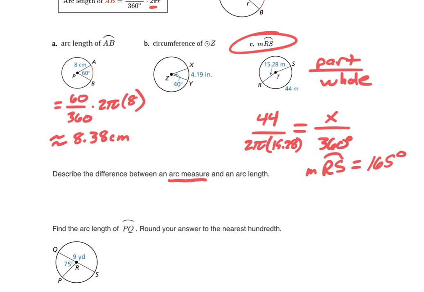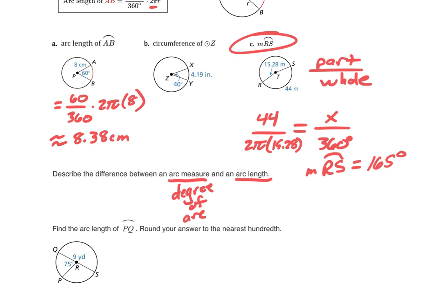On this one, it's talking about the difference between arc measure and arc length. Arc measure is the degree of an arc. So measure is always going to be in degrees. How many degrees is that arc? Okay, that would be the measure.